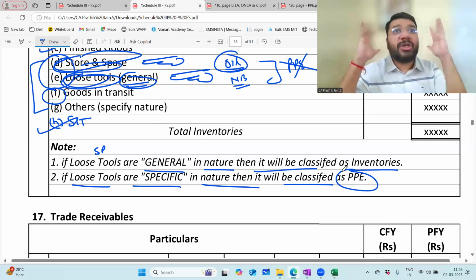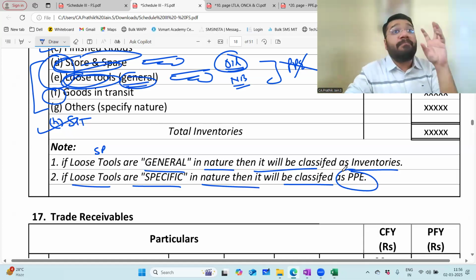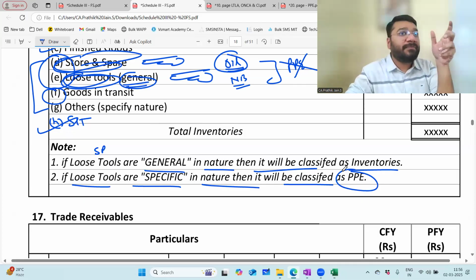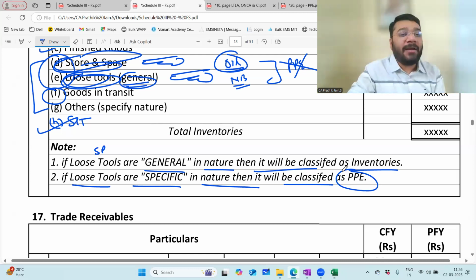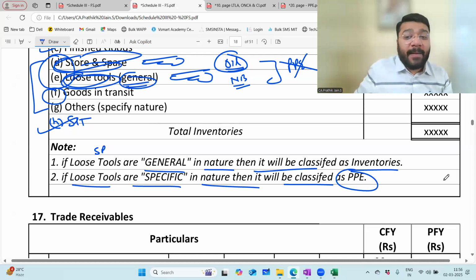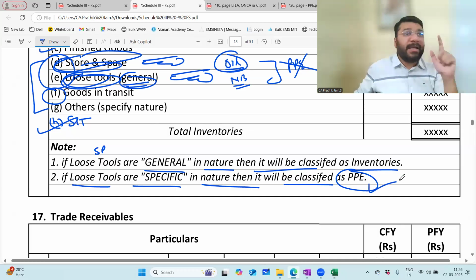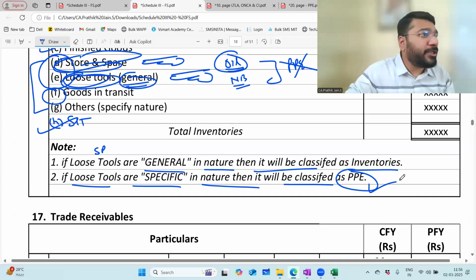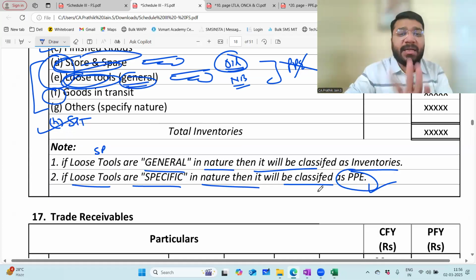Let's suppose there's a machine in my factory. Now there is a big part of that. Let's say there's a motor of that. It's a spare part motor. I can use that motor only for that particular machinery, not for any other purpose. Then that spare part becomes a PPE. This we have studied in detail in the CA Foundation. I'm just giving a recap and revision of it. If this is understood, can I go forward?